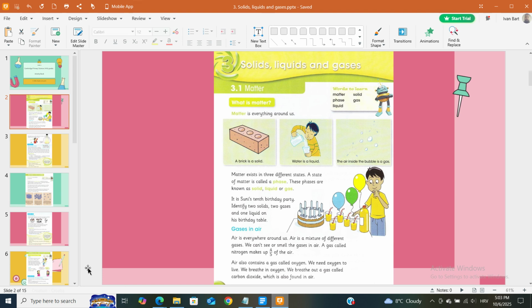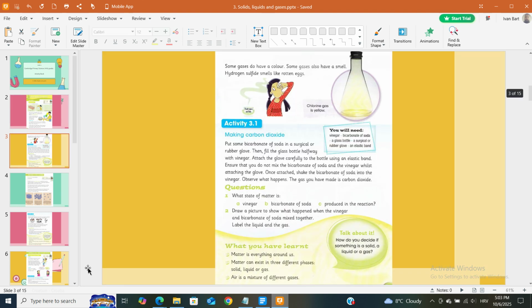A gas called nitrogen makes up 4/5 of the air. Air also contains a gas called oxygen. We need oxygen to live. We breathe in oxygen. We breathe out a gas called carbon dioxide, which is also found in air.